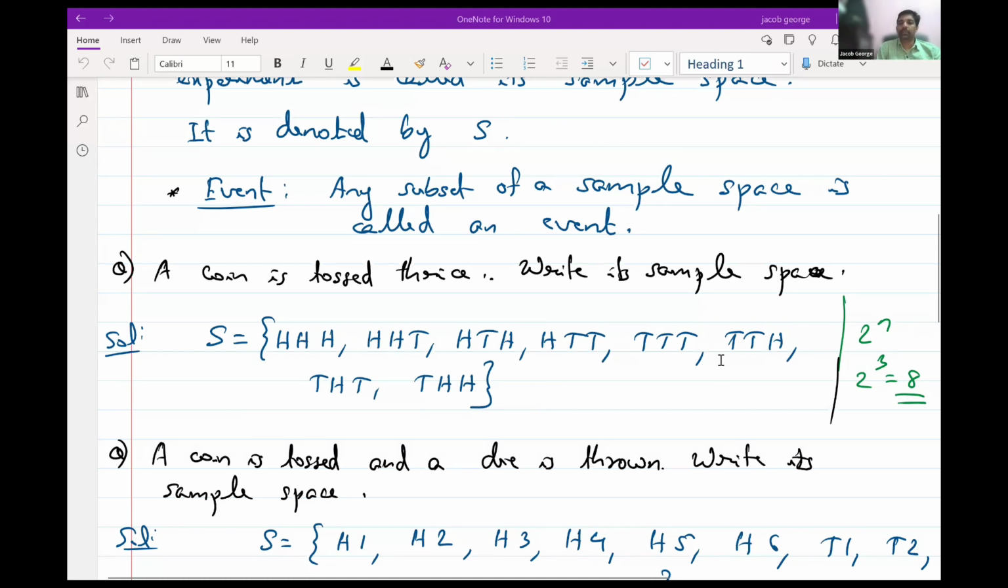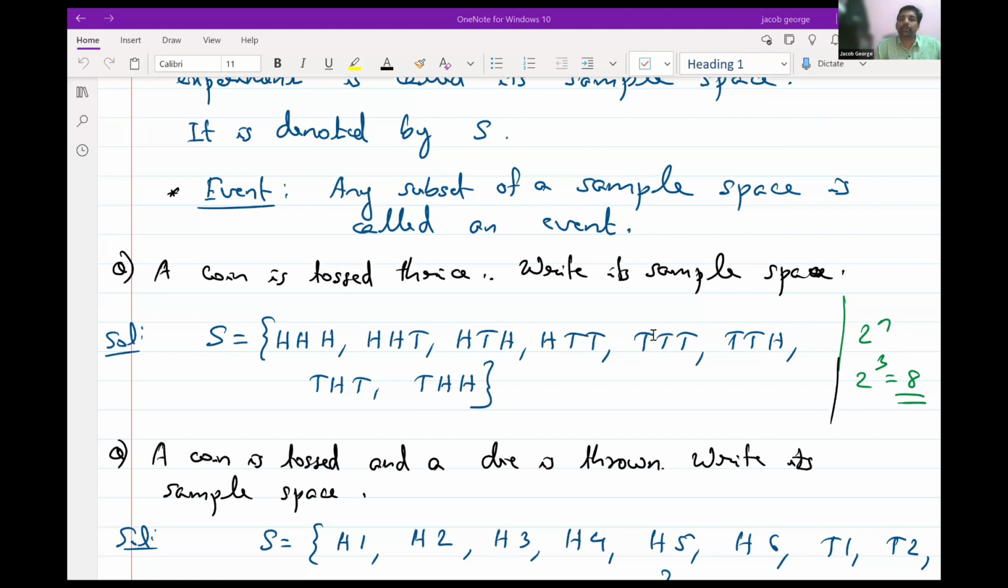If a coin is tossed twice, then what will be the number of outcomes? 2 raised to 2, that is 4 outcomes: HH, HT, TH, and TT.